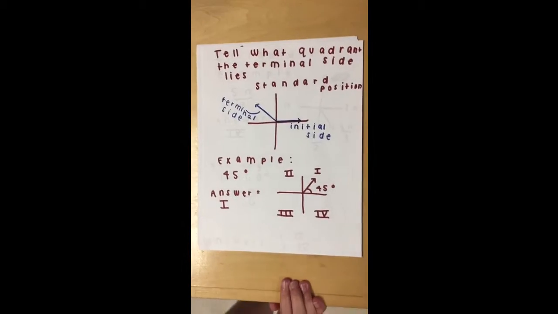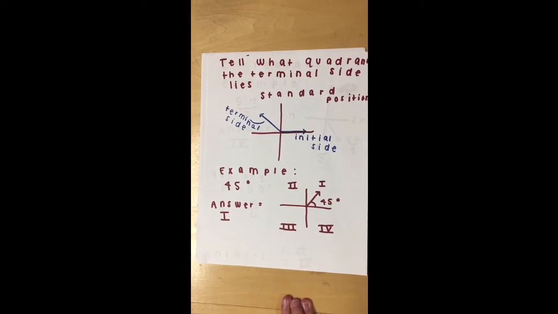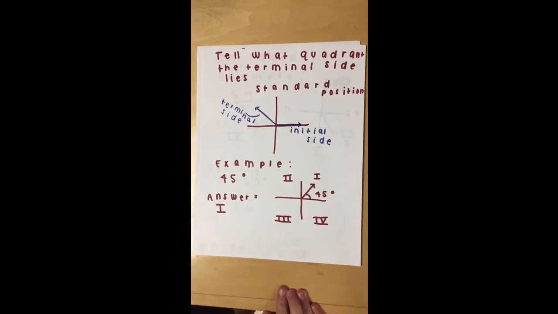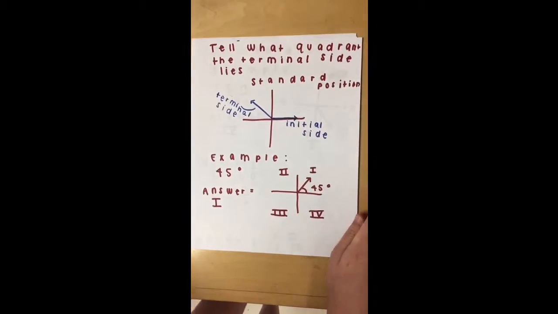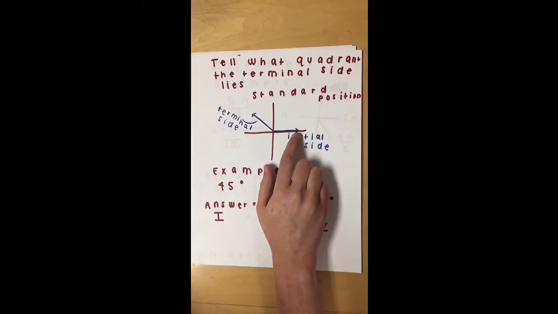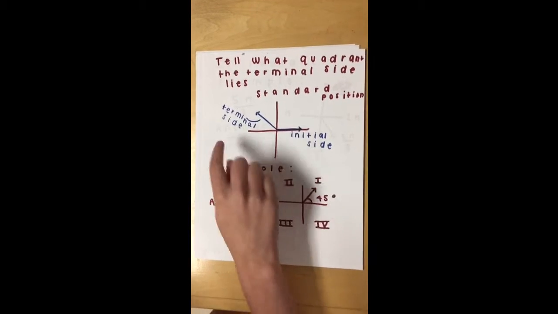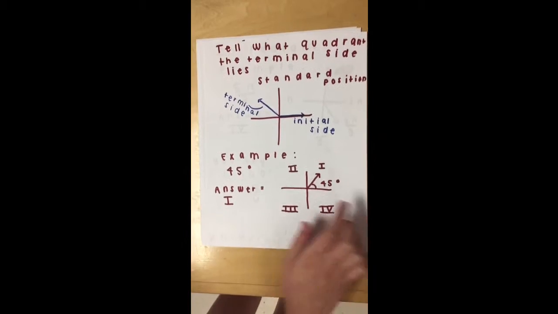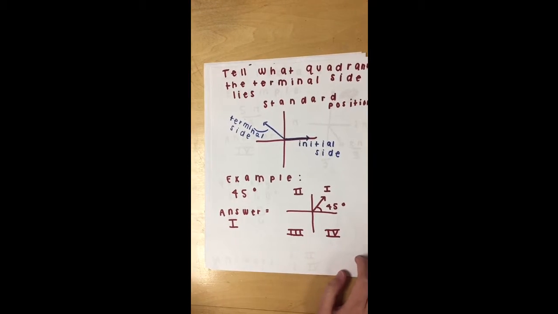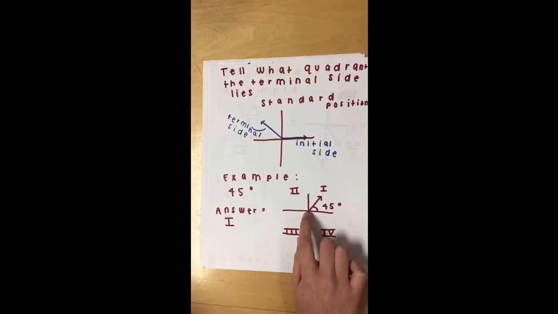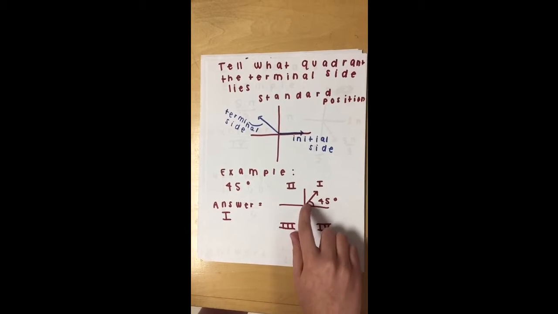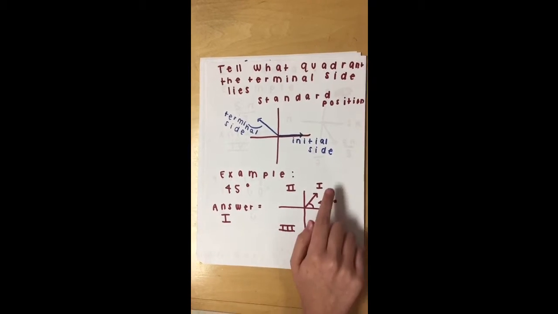The next thing we're going to learn is how to tell what quadrant the terminal side lies in. So first you need to know what a terminal side is. This is a picture of standard position. The initial side is right here, and the terminal side is what happens after you rotate. So an example would be 45 degrees. This right here would be the initial side, but once I rotate, it would be 45 right here. And I know that would be in quadrant 1.